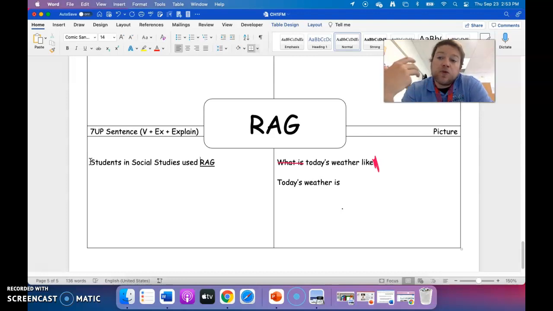Does that explain to a person who doesn't know what rag is? Could we pull rag out and put purple in, and that sentence could still make sense? I mean, it'd be a little silly to say students in social studies used purple, but they could. Maybe a purple colored pencil or a purple marker or whatever. So we need to explain that a little bit more. Well, what would they use rag to do? They'd use rag to answer a question.